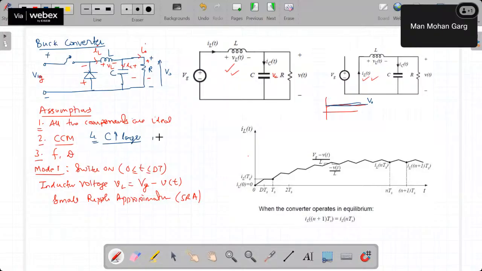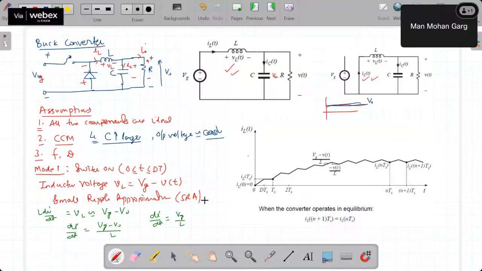Now I talk about mode 2. So in mode 2, what is the equation? In mode 2, this switch is off. The current which is there in the inductor at this point was coming from this source. Now this current needs to find a path, so it will go this way, and this makes the diode turn on. Now this diode will turn on, so this will be the equivalent circuit.